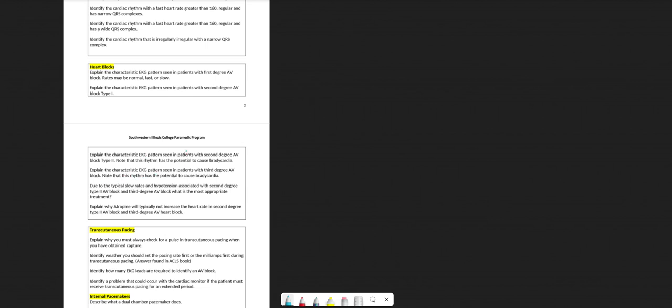Explain the characteristic EKG pattern seen in patients with third degree AV block. So in third degree AV block, you have complete atrial and ventricular dissociation. So the P waves, they march out. And imagine that those are all equal distance. And then we have like the QRS just thrown in there.